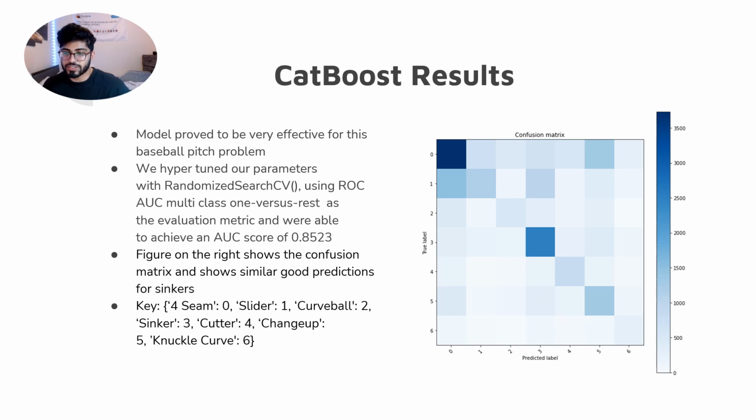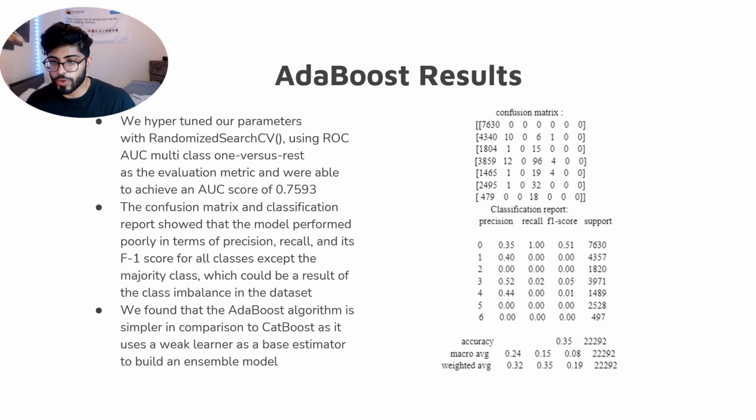To get a more comprehensive evaluation of the model performance, we also computed other metrics like precision, recall and F1 scores for each class. We also tried the AdaBoost algorithm on this dataset. We were able to achieve an AUC score of 0.7512.